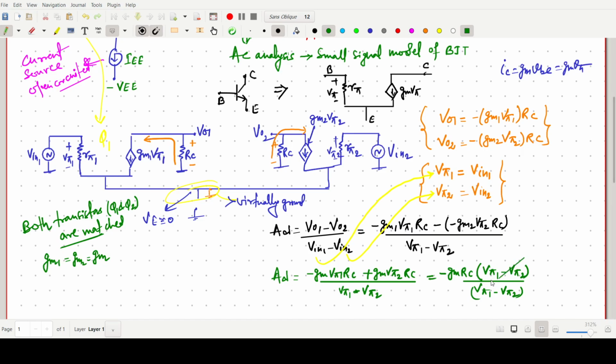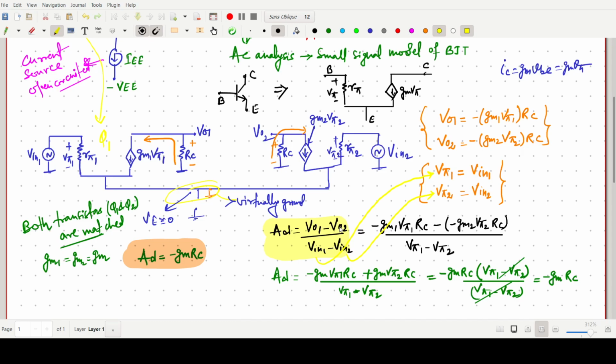Okay, so this one and this one will be cancelled, so the final answer will be minus gm RC. So AD, the differential gain, is nothing but simply minus gm RC. So this one is the simplest derivation for the gain calculation. So we have to just think about the differential gain. This one is the important formula that we have to know.